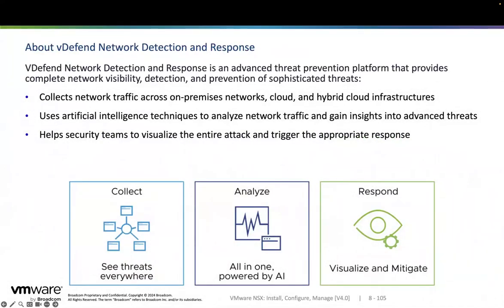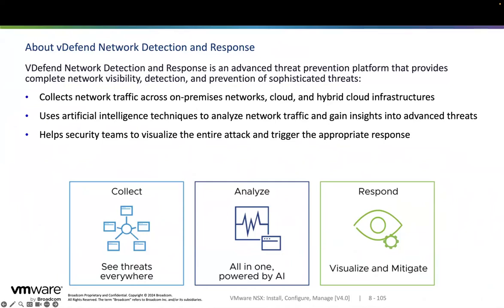So the vDefend network detection and response. This is an advanced threat prevention platform that provides complete network visibility, detection, and prevention of sophisticated threats. So now we're bringing AI and ML not just into the analysis of anomalies, but because we have collected all of this data from across the private cloud, the artificial intelligence techniques that we apply can be used to analyze the network traffic and gain insights into traffic patterns that correlate into attack campaigns.